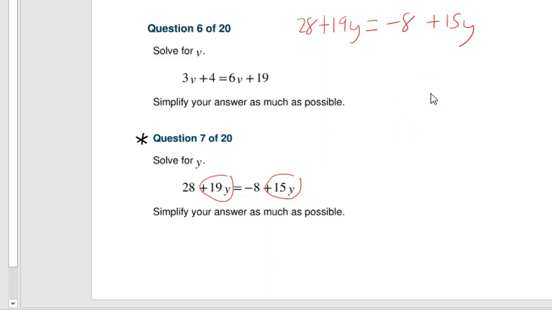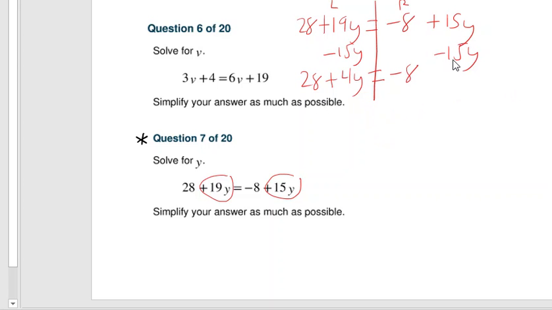And there's two choices that you could make here. You could subtract 19y from both sides, or you could subtract 15y from both sides. Okay, so this is my right side, this is my left side. I'm going to make the choice to subtract 15y from both sides. The reason that I did that is because that leaves me with a positive 4y, and I feel like that's going to be a little bit easier to work with.